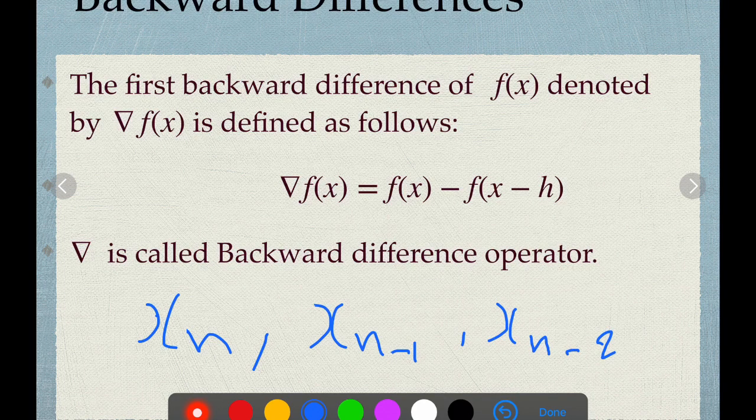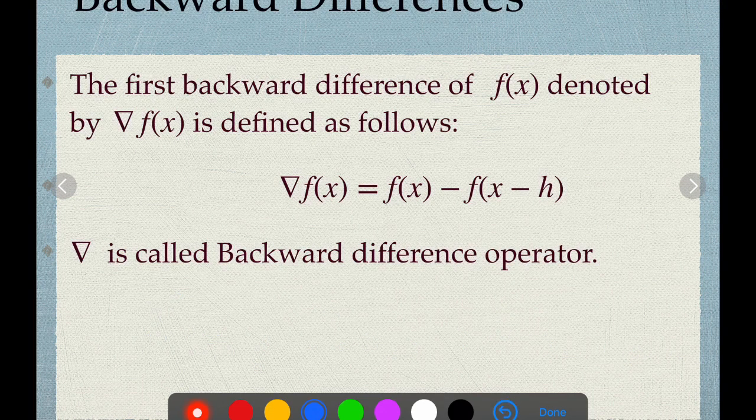So the approach is backward. In the sense, from the last element we will move till x1. If the sequence comes down, it turns out to be x2, x1, x0. So the approach is from the bottom of the table. This is about backward difference, and in the forward difference, we will come from the top of the table.